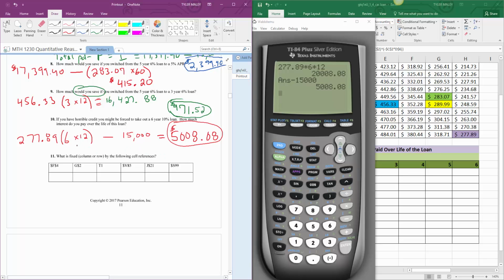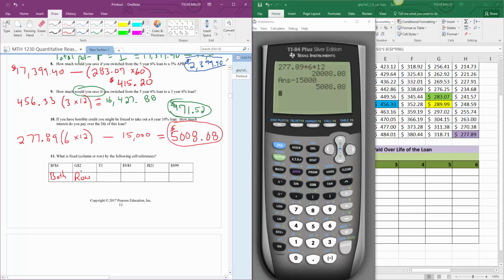So then number 11 is just an exercise. It says, what is fixed, column or row, by the following cell references, right? So it's just an exercise to help us reiterate when we want to fix or lock in a column or row when we reference cells. In the first one, we have a $ sign in front of the F and the 4, so both are locked in, right? The next one, the $ sign's in front of the 2, so that locks in the row, right? That's going to lock in the number 2. It's whatever the $ sign is in front of, right?